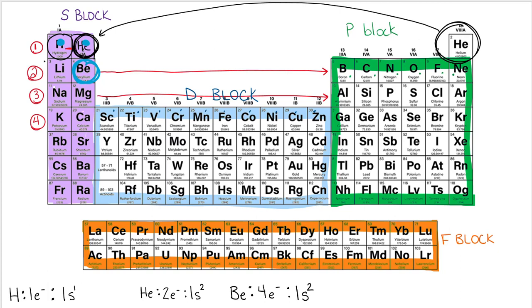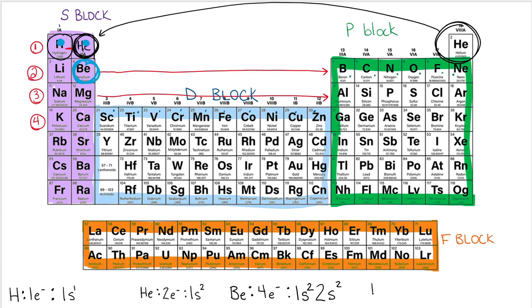Now we're going to come down here to row 2. 2s1 would be lithium. 2s2 gets us to beryllium. So the full electronic configuration for beryllium is 1s2 2s2. You just keep filling in as you go. Okay, let's do a tougher one. I'm going to get tougher right away.